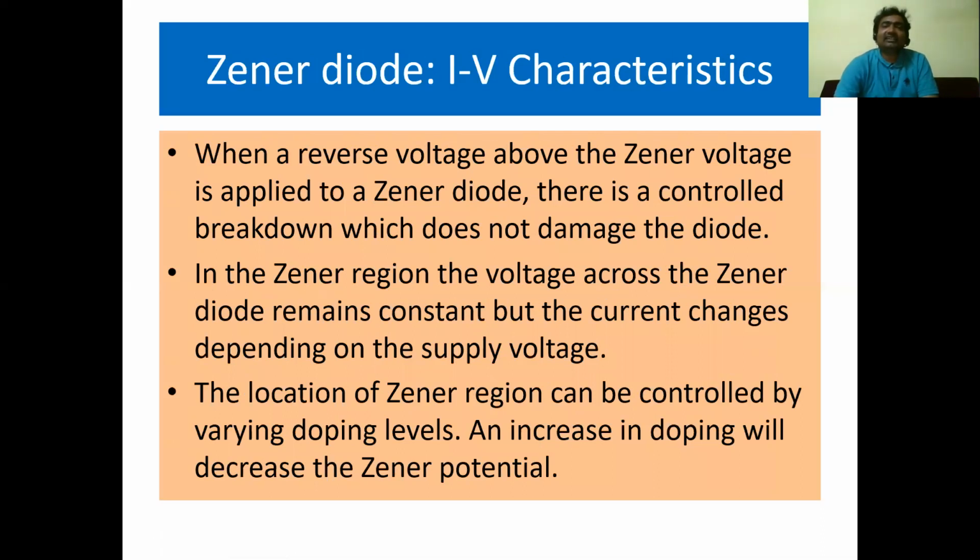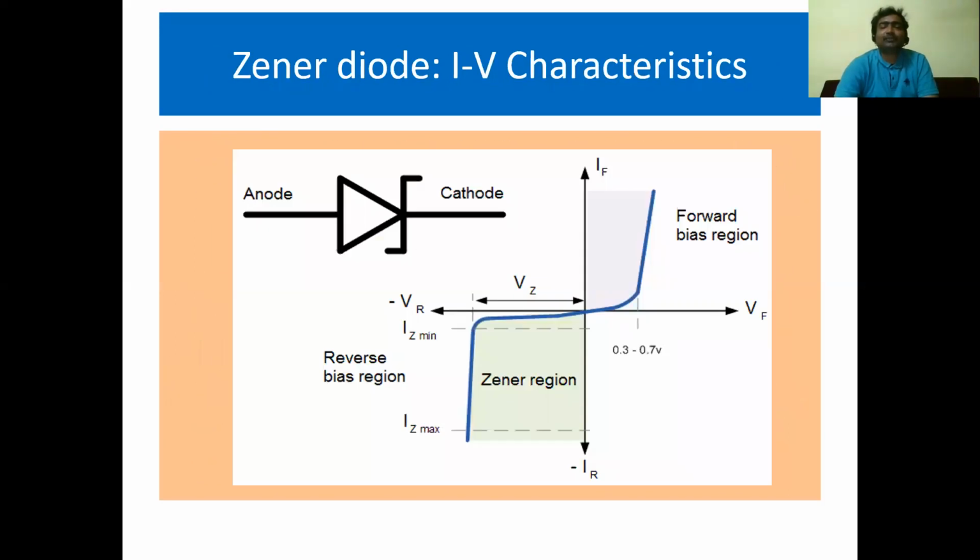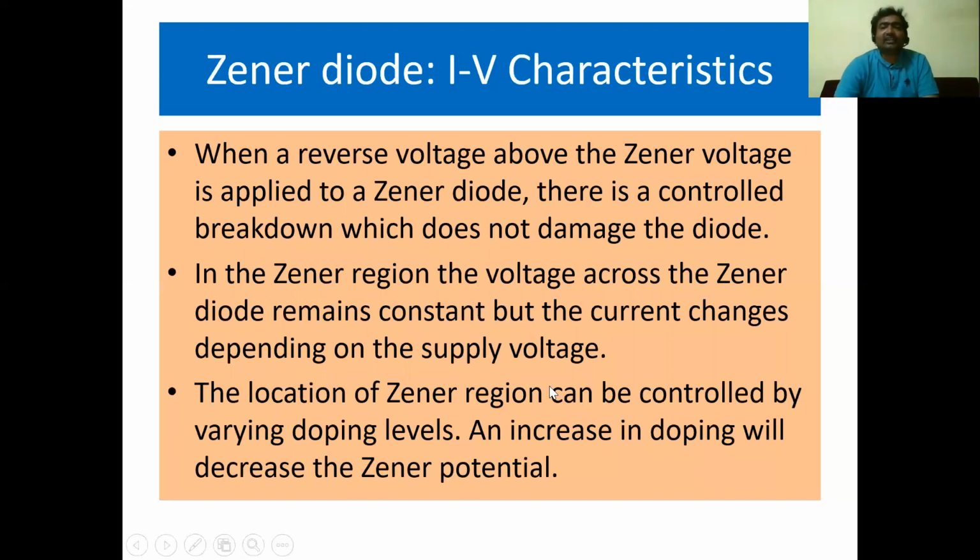In the Zener region, the voltage across the Zener diode remains constant, but the current changes depending on the supply voltage. Here, once the Zener breakdown takes place, if you further increase the reverse voltage, that causes the increment in the current, but the Zener voltage is fixed. Suppose minus 2.4 volts you applied, so this is the corresponding current. If you apply minus 3.4 volts, there is a corresponding increment in the current, but there is no change in the Zener voltage. The location of Zener region can be controlled by varying doping levels.